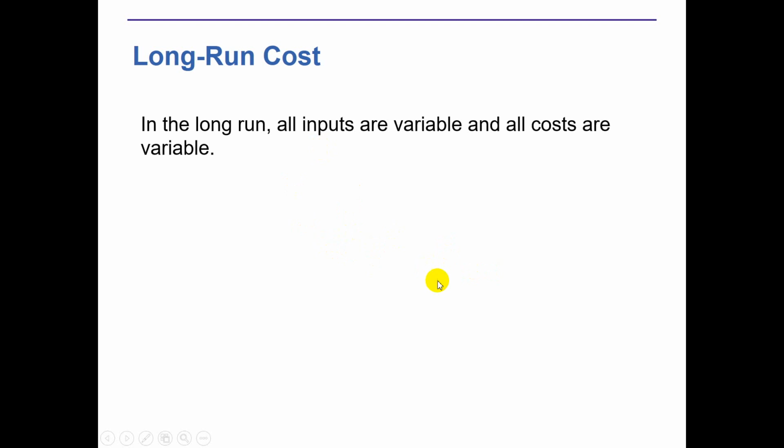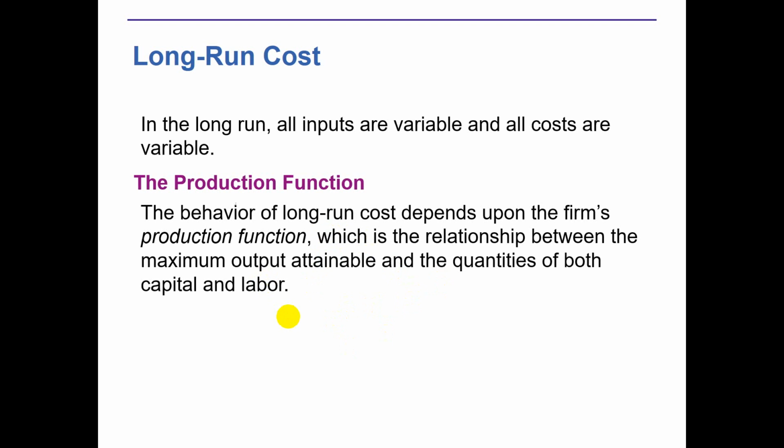We have already decided what is the difference between short run and the long run. So in the long run, all inputs are considered as variable and all costs are considered as variable, whereas in the short run, we consider that at least one factor of production must be fixed. So what is the production function? Actually, the production function shows the behavior of long run costs.